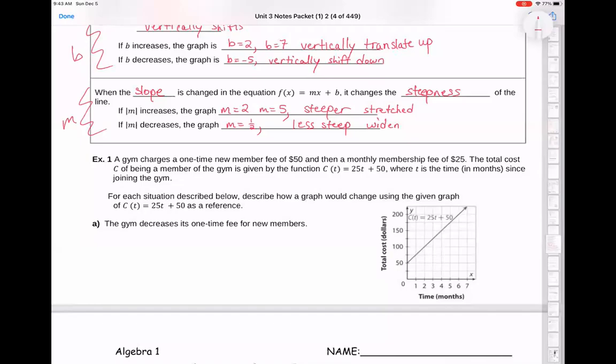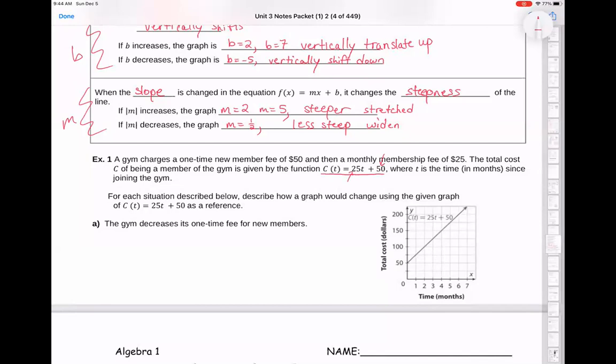All right. Now looking at example 1, it says a gym charges a one-time new member fee of $50 and then a monthly membership fee of $25. The total cost, C, of being a member of the gym is given by this function. Here is our function. And again, this is that starting fee that they were mentioning. And then every single month, there it is, $25. And this is where T is that time in months.